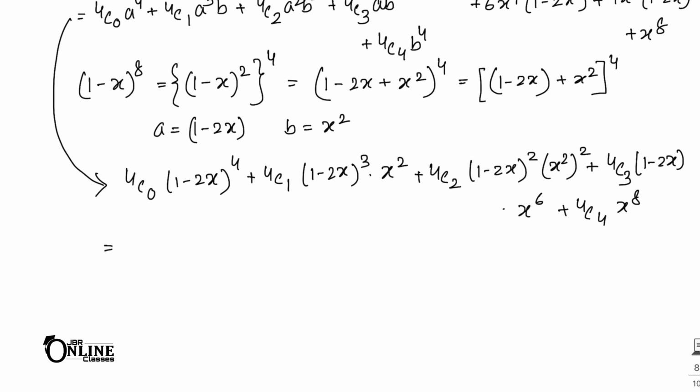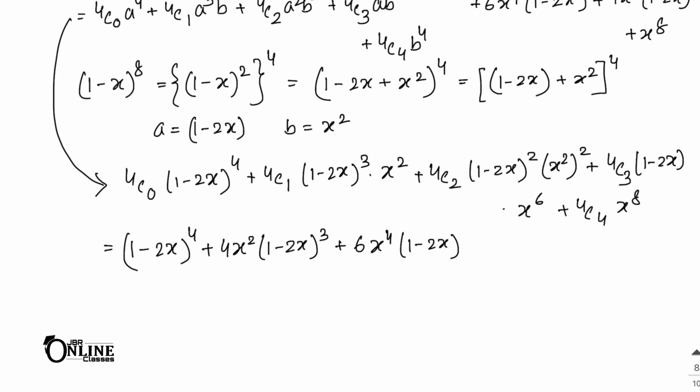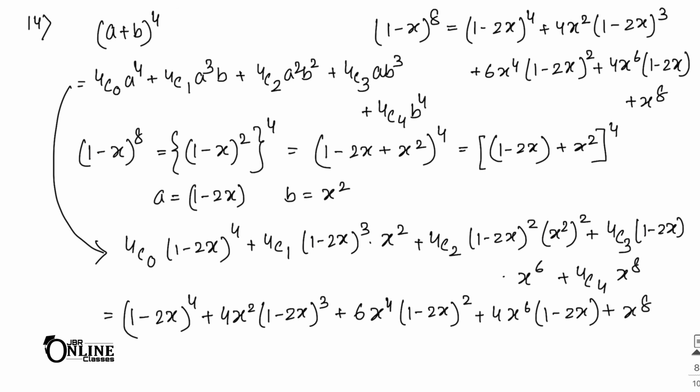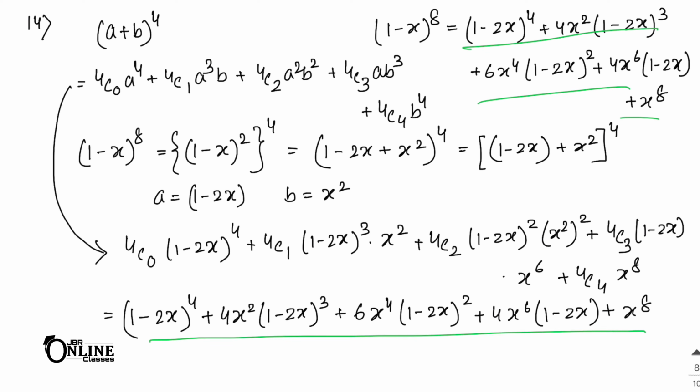So as 4c0 means 1, it will be 1 minus 2x whole to the power 4. Next 4c1 means 4, so 4x square 1 minus 2x whole cube. Then 4c2 equals 6, so 6x to the power 4 1 minus 2x whole square. Then 4c3 will be again 4, so 4x to the power 6 1 minus 2x, and the last one 4c4 means 1, so x to the power 8. Okay, clear? Now that is proved because this one is exactly the same as this one, so it's proved.